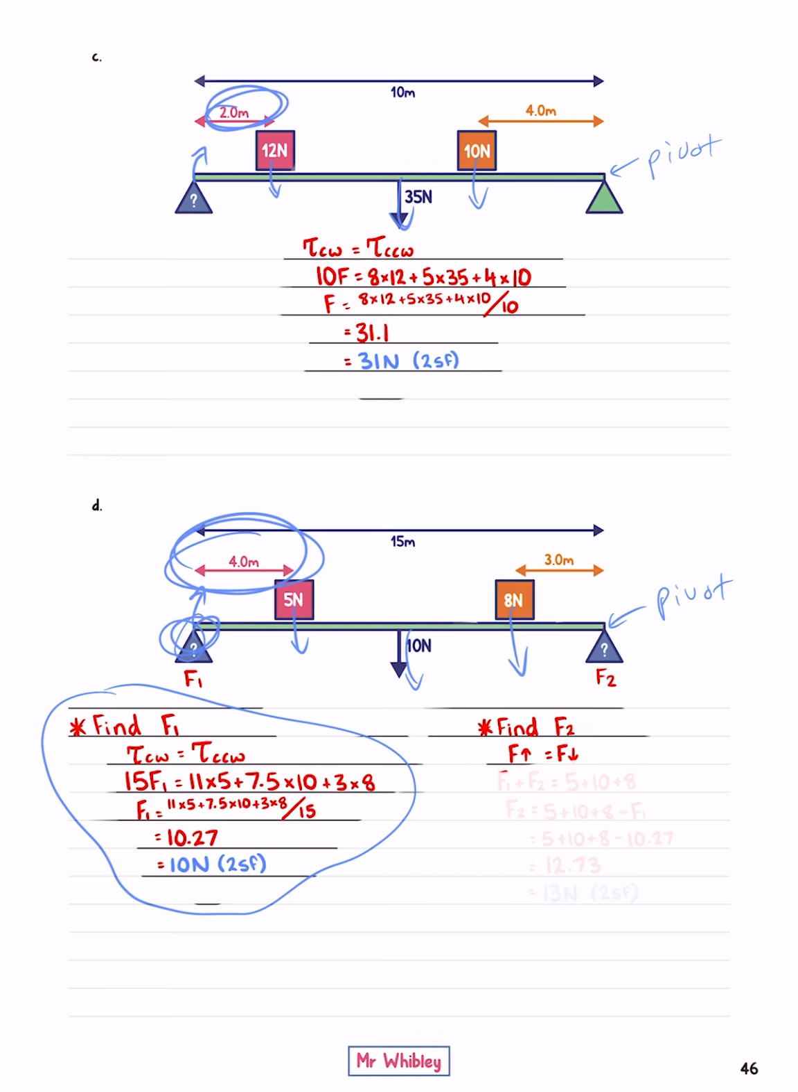Our upwards forces are from our pivots F1 and F2, and our downwards forces are our gravitational forces. Solving for F2 by subtracting F1 from both sides, substituting in the value of F1, gives us 12.73, or 13 newtons to two significant figures.